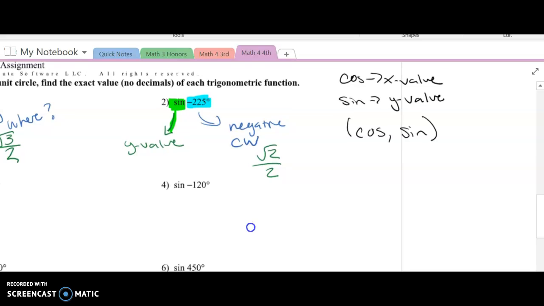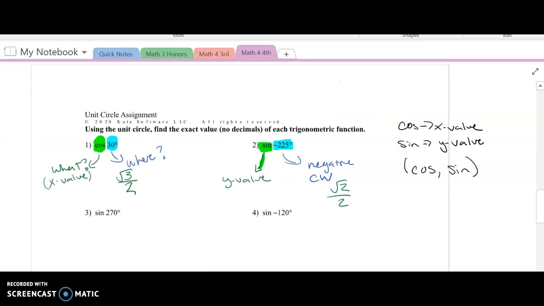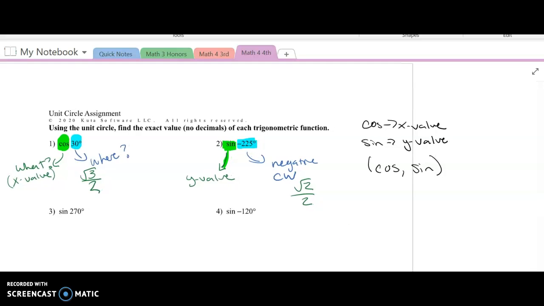So remember, I said I was going to prove to you that negative 225 is the same as positive 135. Reason being, what I would do is 360 minus 225. And when I do this, I get 135. And that's how I know that it would work. So that would be the other way that you can do this, but you don't have to. You can just fold your unit circle in half and find it.